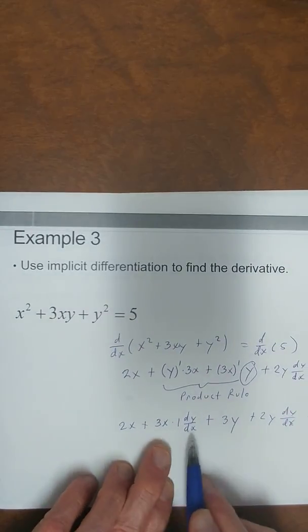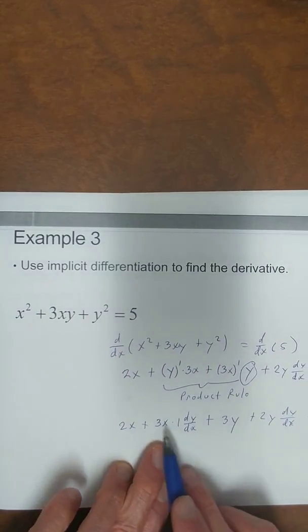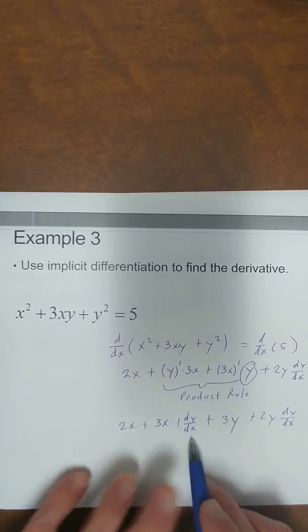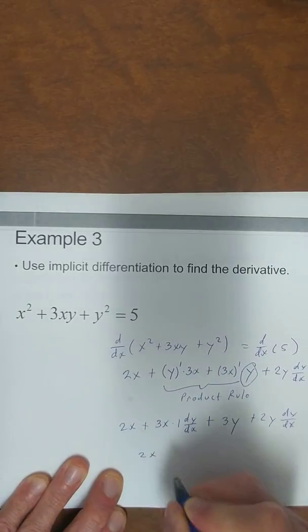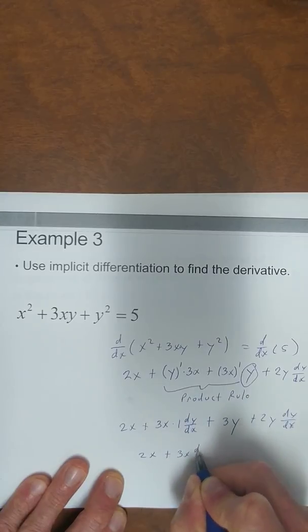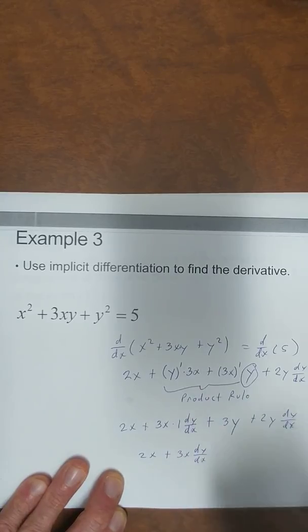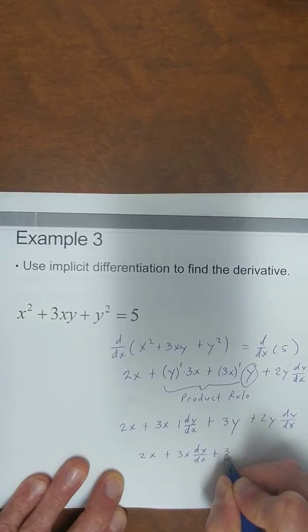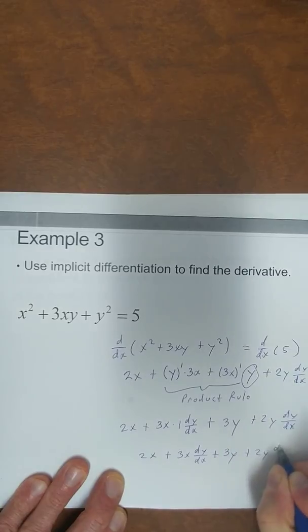I kind of did put an extra step in here with the 1 dy/dx. You could have just said 3x dy/dx, but let's go ahead and write it that way. So this will be 2x plus 3x dy/dx plus 3y, bring it down, plus 2y dy/dx.